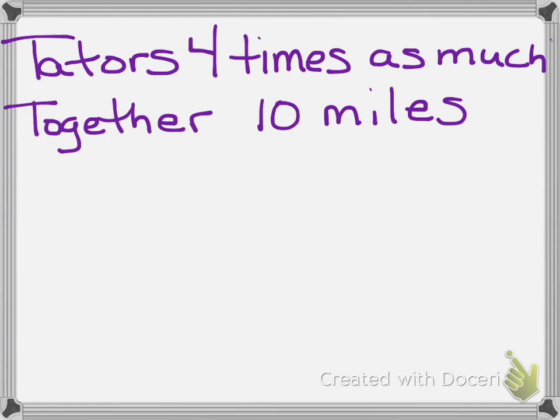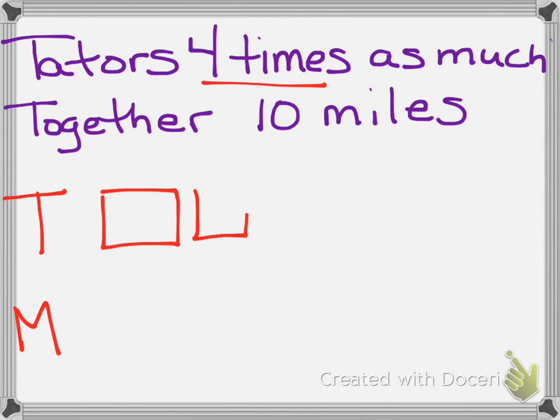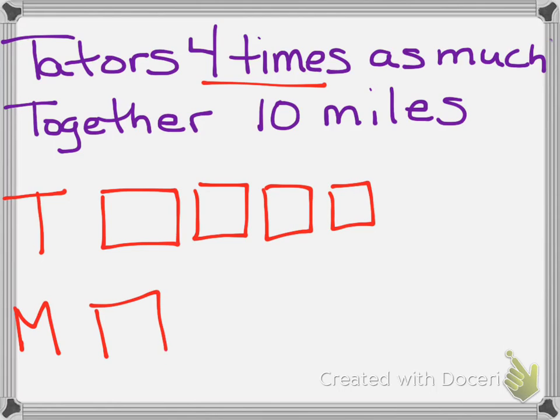My dogs are Meat and Taters. Taters is younger, and so Taters actually runs 4 times as much as Meat runs. So I have Taters and I have Meat. Well, who runs further? Taters runs further. Exactly how many times further? 4 times. So Taters gets 4 boxes, and Meat sadly gets 1 box automatically.